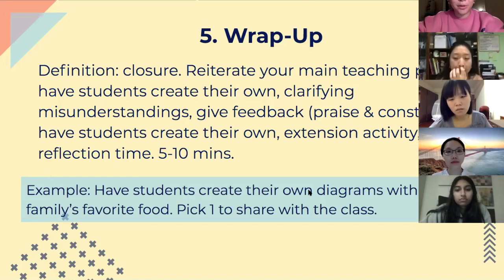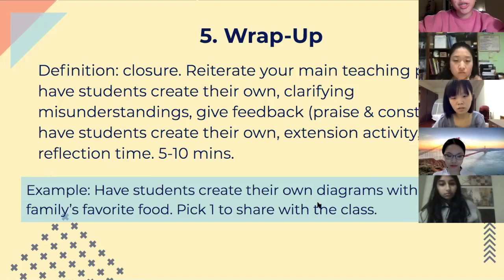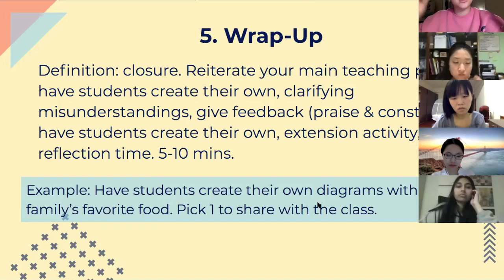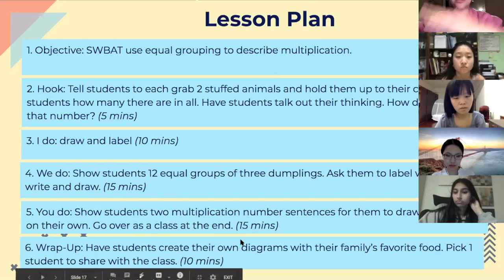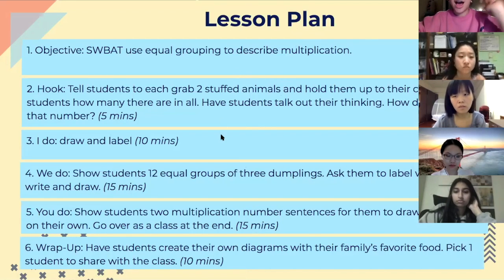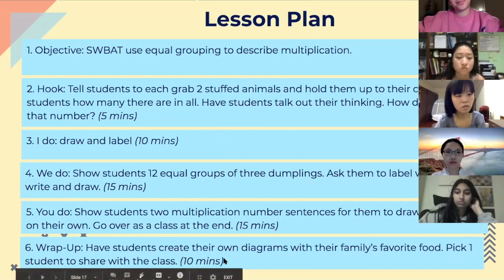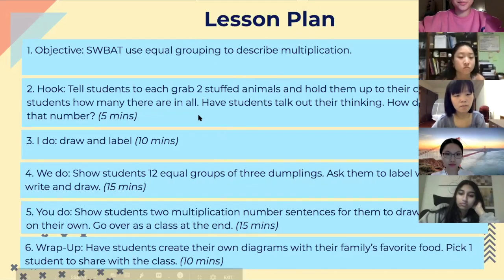So here, my example is, I would have my students create their own multiplication stories with double digit and single digit. And to make it a little more culturally relevant, I would say, draw the diagram using your family's favorite food, and make a question with that. And I would pick a student, or rather your tutee would share it with me and I would try to solve it. Something like that. Okay. So my lesson is put together with these 6 pillars: objective, hook, I do, we do, you do, and then wrap up. Does this make sense? Yeah. Okay.